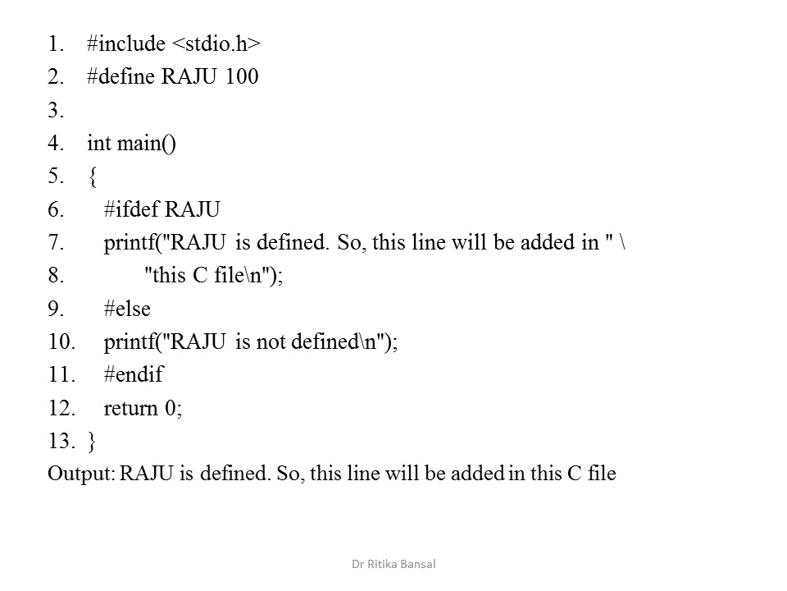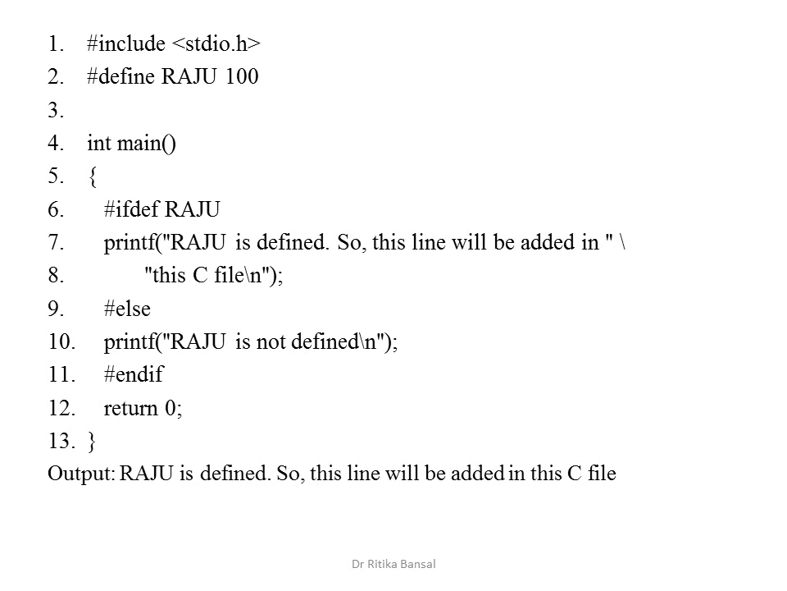Else, line number 9, hash else, print Raju is not defined. Suppose we delete line number 2 of the code, meaning there is no macro by the name Raju. So the else part of this ifdef will work and "Raju is not defined" will get printed, and the 7th line will not get compiled, will not get executed.